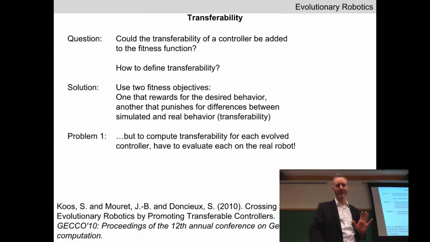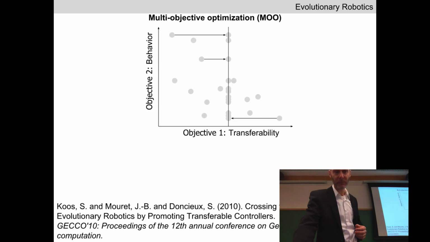Okay, we'll come back to that. So this lecture is organized a little bit differently, as you've already probably figured out. We're going from question to potential solution, which raises two more questions, and so on. In order to compute transferability for each controller, we'd have to evaluate it on the real robot, which is an obvious problem.